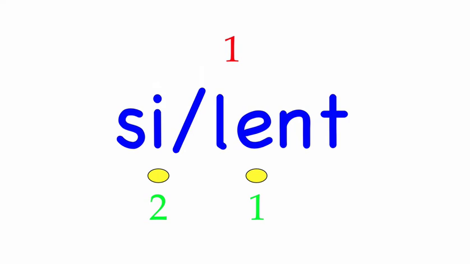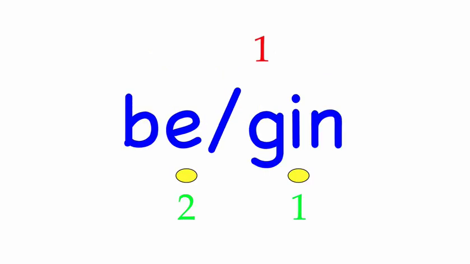Begin. It is time now to begin. Begin. Two syllables. First syllable B, two sounds. B, E. Gin, three sounds. G, I, N. Begin. Mark the word. Row 5.